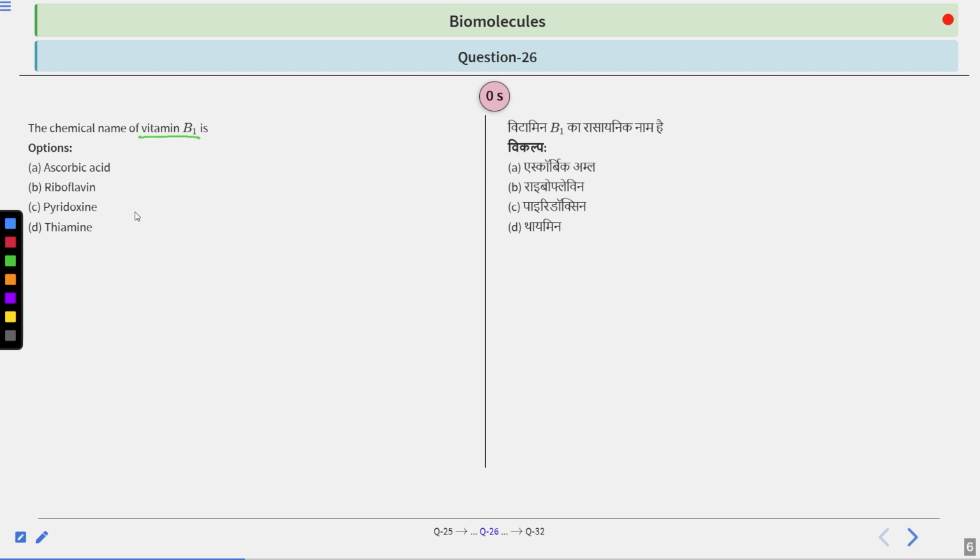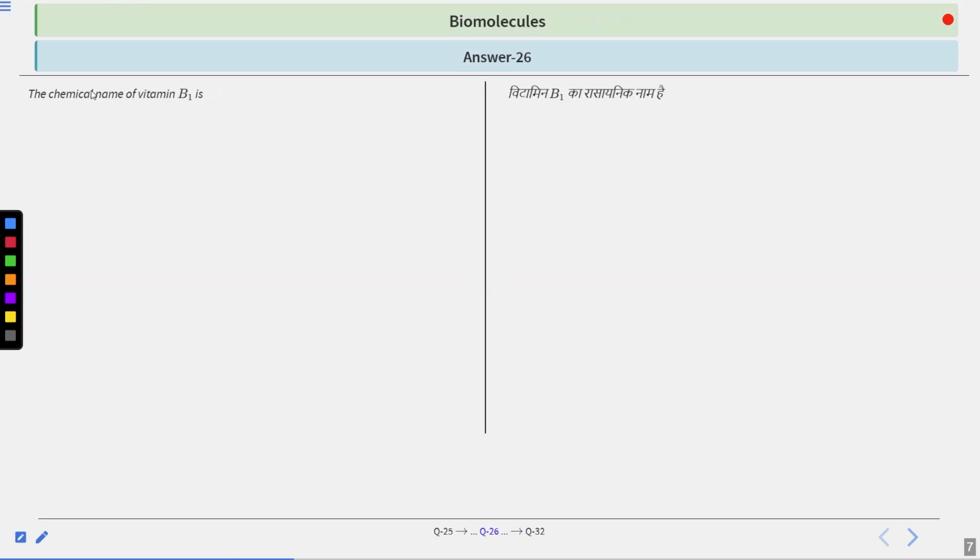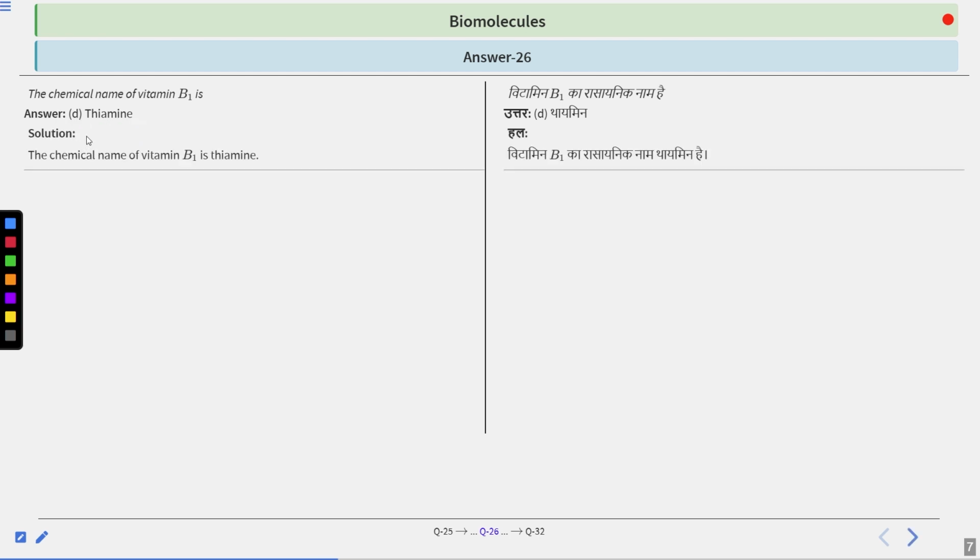Okay, let's see. The correct answer for the given question is option D, that is thiamine. The chemical name of vitamin B1 is thiamine. The other name we call vitamin B1 is thiamine. And we have asked in the question the chemical name of vitamin B1. So thus we have the correct answer as option D, that is thiamine.